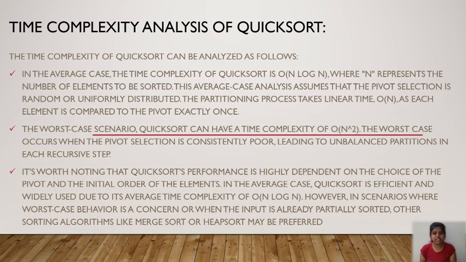In the worst case scenario, quicksort can have a time complexity of O(n^2). The worst case occurs when the pivot selection is consistently poor, leading to unbalanced partitions in each recursive step. It's worth noting that quicksort's performance is highly dependent on the choice of the pivot and the initial order of the elements. In the average case, quicksort is efficient and widely used due to its average time complexity of O(n log n). However, in scenarios where worst case behavior is a concern or when the input is already partially sorted, sorting algorithms like merge sort or heap sort may be preferred.